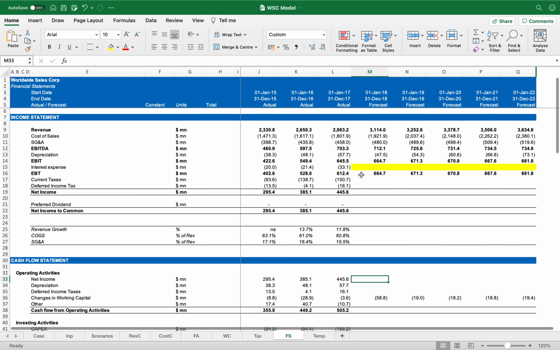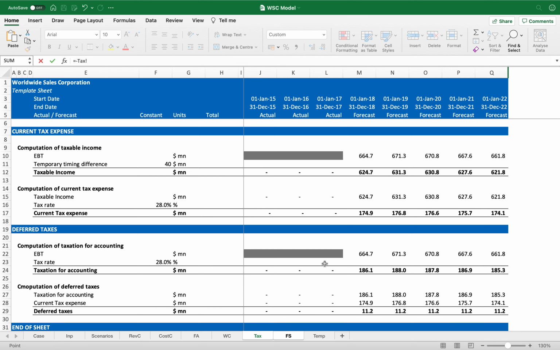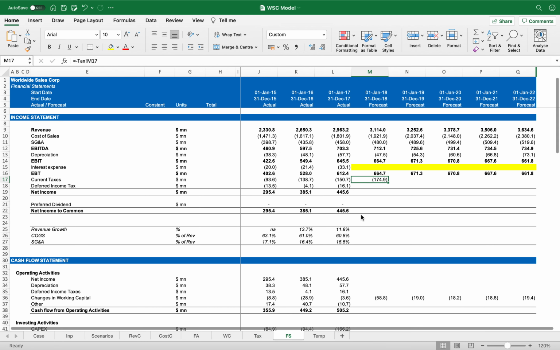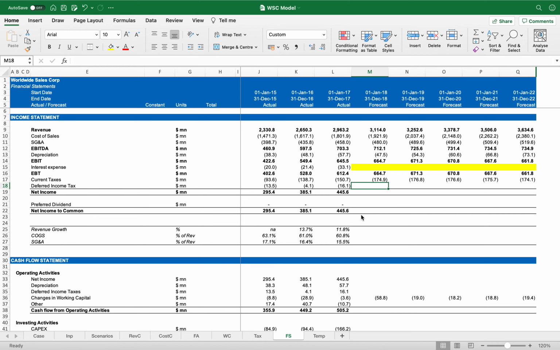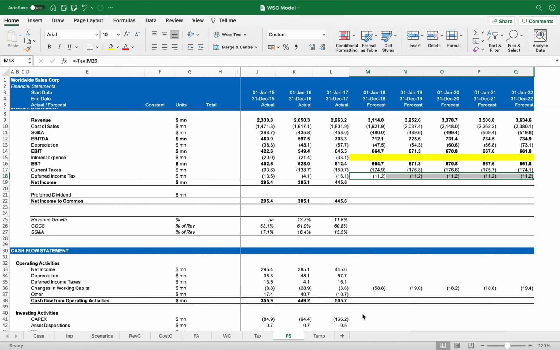Now in the financial statements, I will link the current taxes that I have just computed. I link the deferred taxes as well, and I arrive at my net income except interest expense. Interest I am yet to compute, so I have just highlighted it as of now. Okay. Reach till this point. I'll give you some seconds.